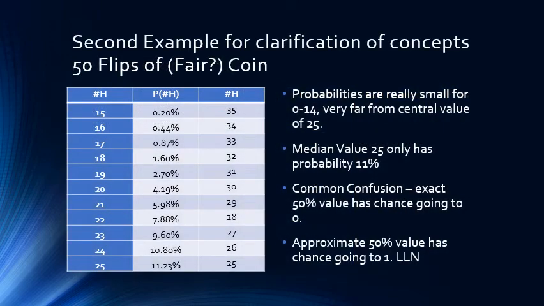To clarify the concepts discussed, we give a second example of them with 50 flips instead of 10 flips this time. So we are trying to test the hypothesis that the coin is fair. To test it, we flip it 50 times and we look at how many heads we observe. And now the probabilities of different number of heads are given in this table using the binomial probabilities. So 25 is the middle value, the median value, and this has probability 11.23%, which is rather small.